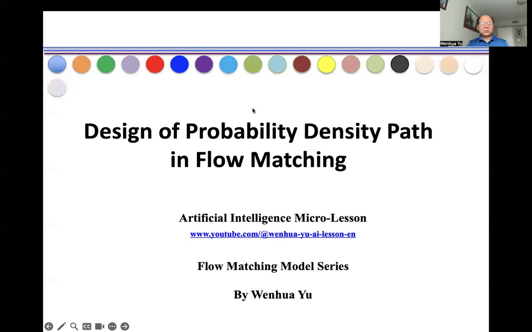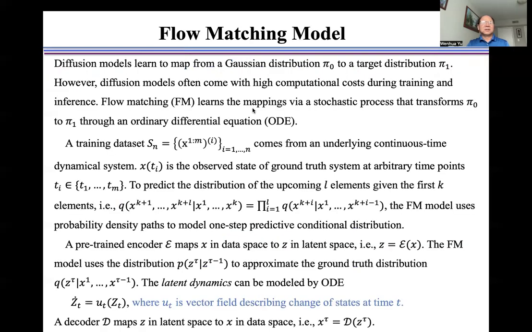In this video, I introduce the design of a probability density path in flow matching. Diffusion models learn to map from a Gaussian distribution pi0 to a target distribution pi1. However, diffusion models often come with a high computational cost during training and inference. Flow matching learns the mappings via a stochastic process that transforms from pi0 to pi1 through an ordinary differential equation.